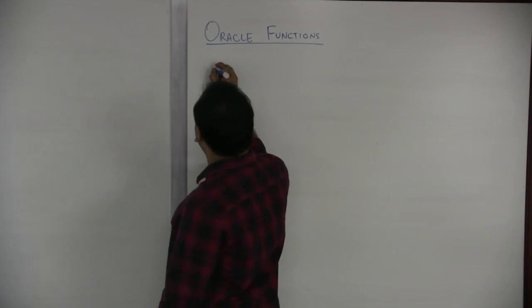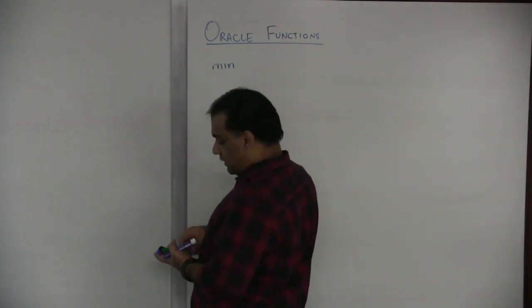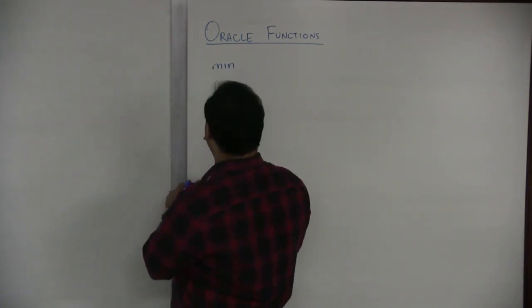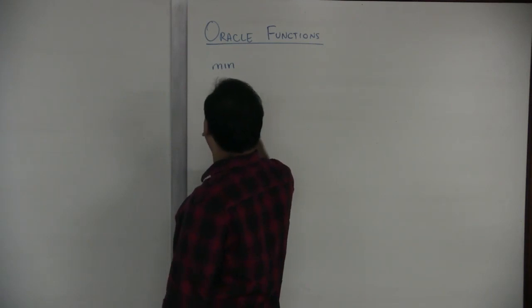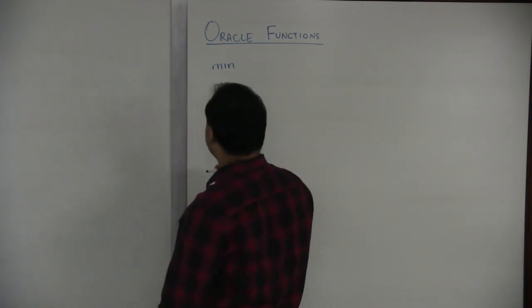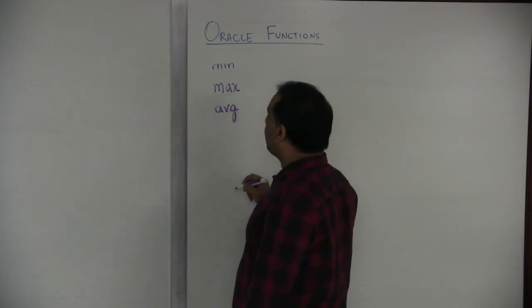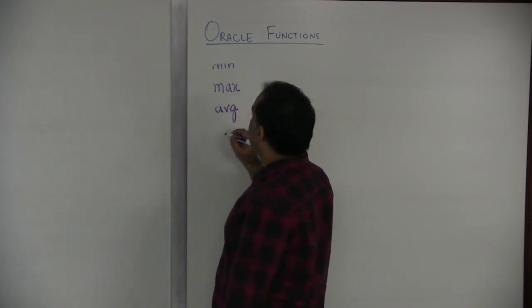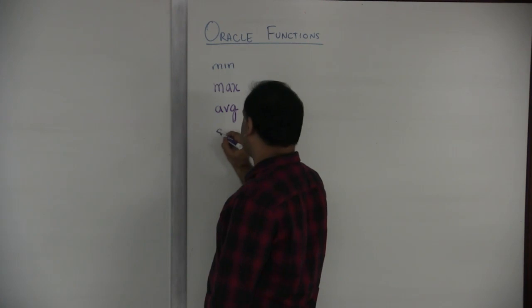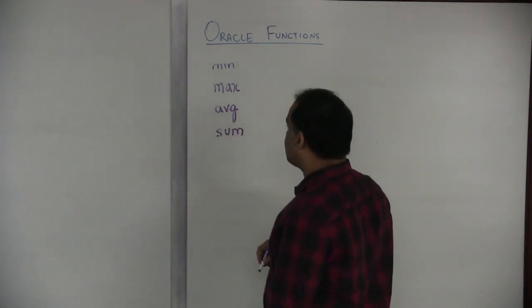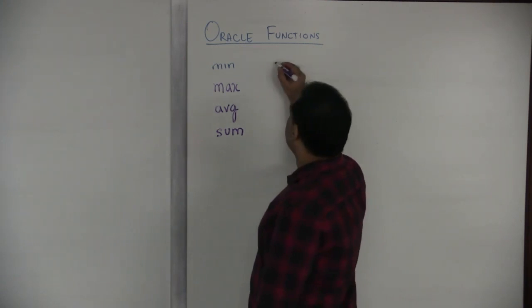So one of the first functions is called min. It will give you the minimum value. Another function Oracle has is called max. Let's see how we can get the maximum value. The other function that Oracle has is called average, AVG. Okay. There is another function that Oracle has, sum. It will total up all the values. Okay. There is another function that Oracle has which is called round.